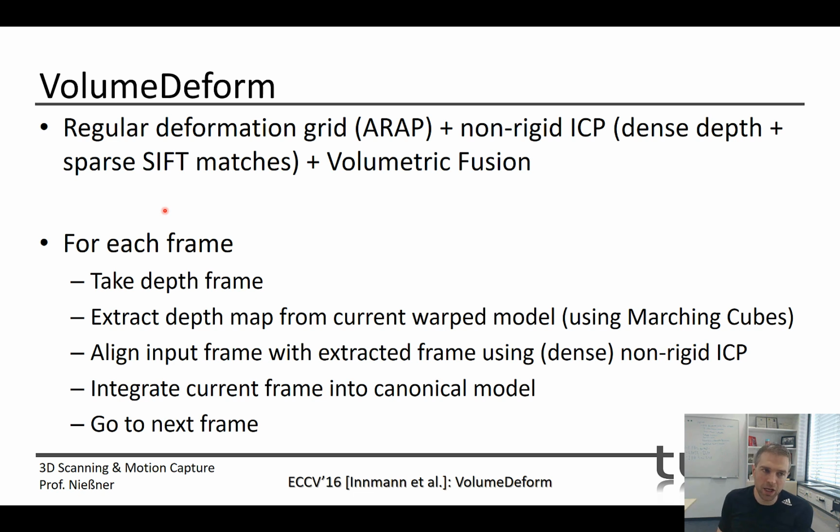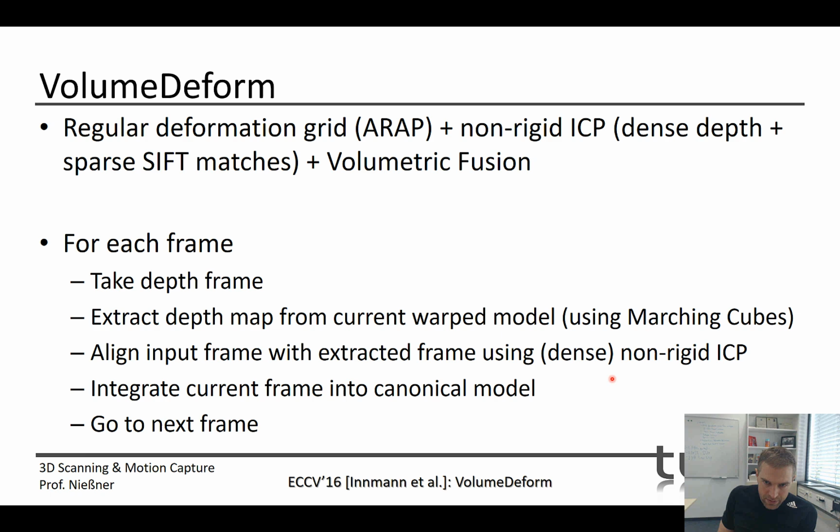And then the pipeline changes a little bit here. So for each frame, now you're taking the depth frame as input. Again, you're still extracting the depth from the current warped model using marching cubes. And then you align the input frame with the extracted frame using a dense non-rigid ICP. But this part here basically is now augmented with SIFT matches, so you have more robust matching parameters than you had before.